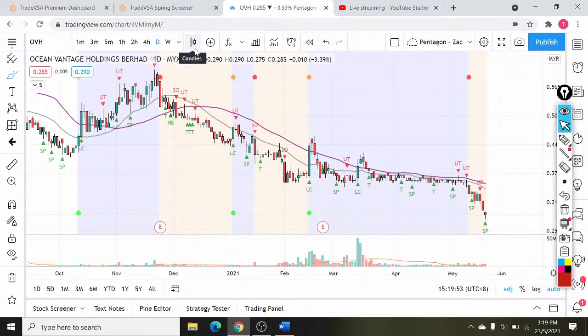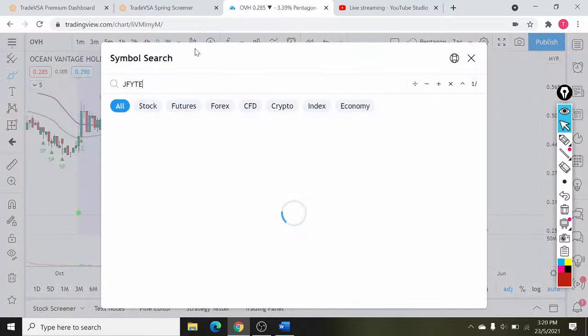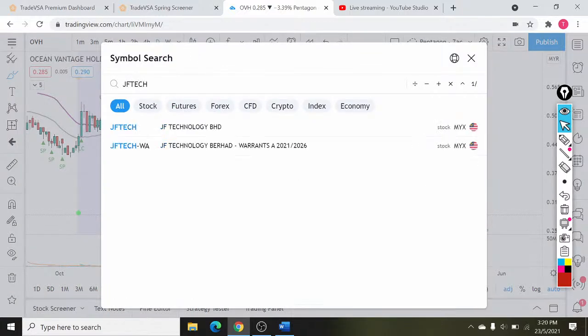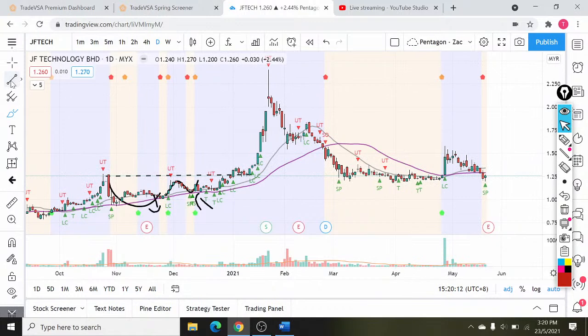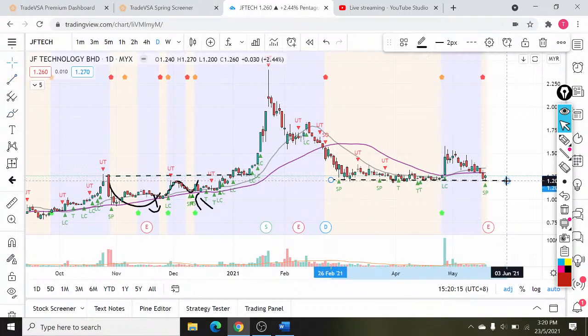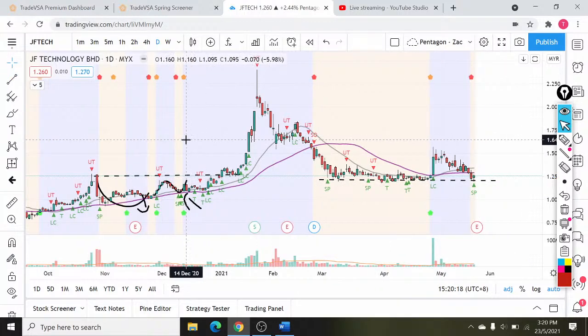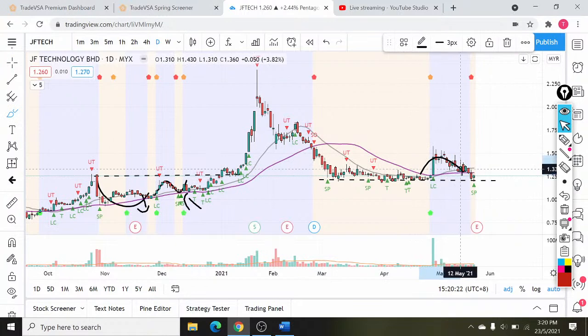Okay, let's go through some stocks that you have for me, then we'll close for today's session. Let's go to JFTech. Spring, we got a line change over here. Now this is a bit similar to OVH. But like I said, I'm also monitoring JFTech, I just want them to have at least 2 tests, which means now they are doing the first one already.